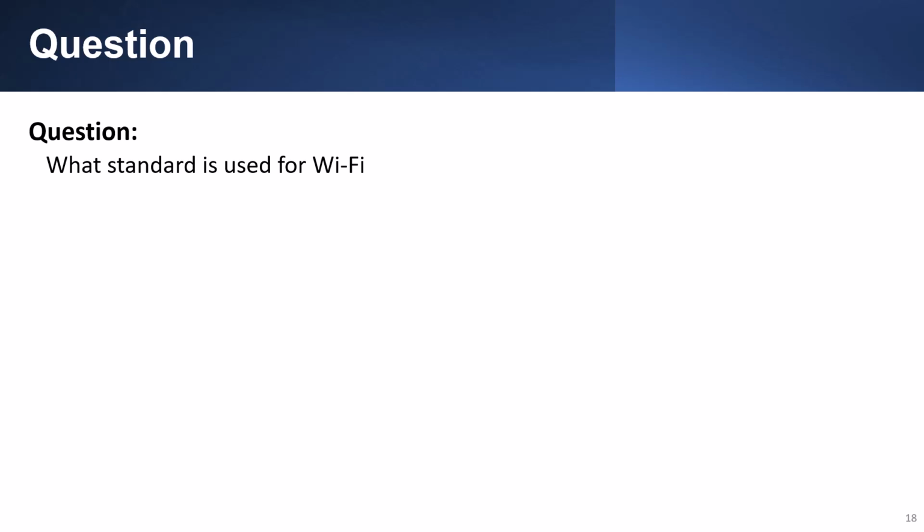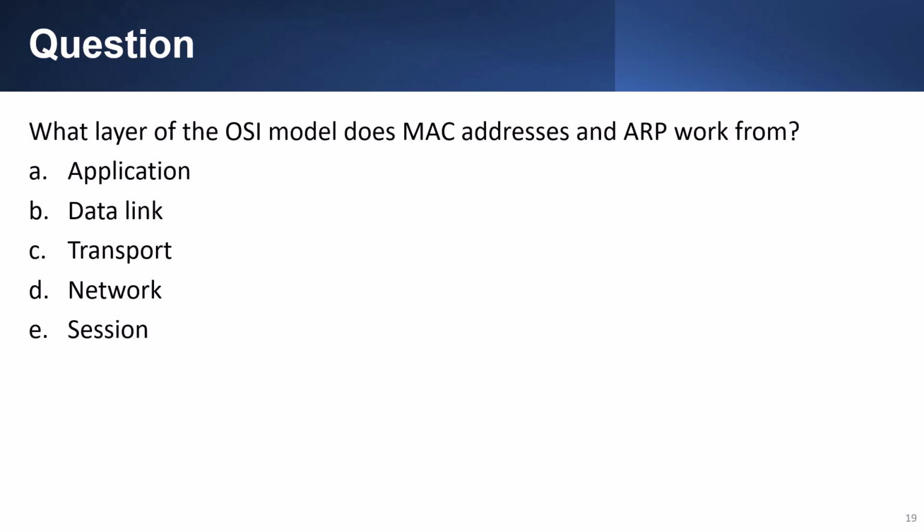Question: what standard is used for Wi-Fi? Answer: 802.11. Question: what layer of the OSI model do MAC addresses in ARP work from? Answer: data link.